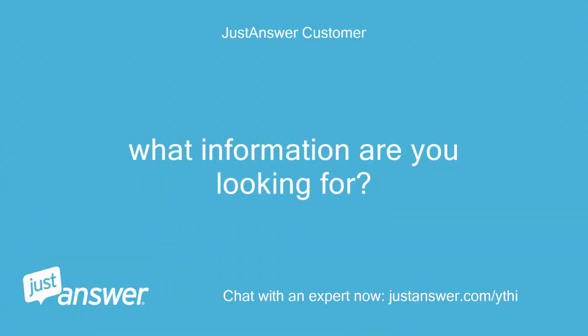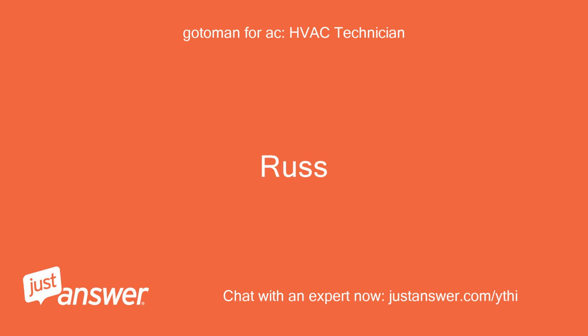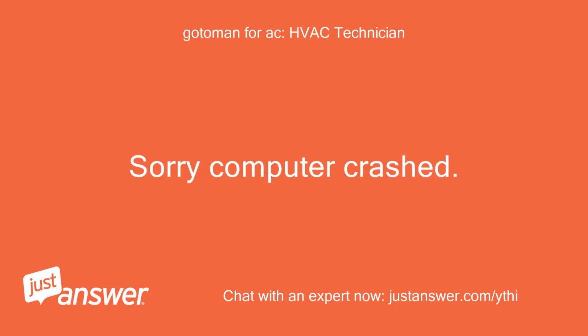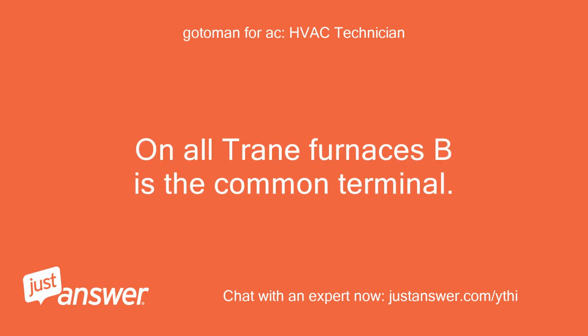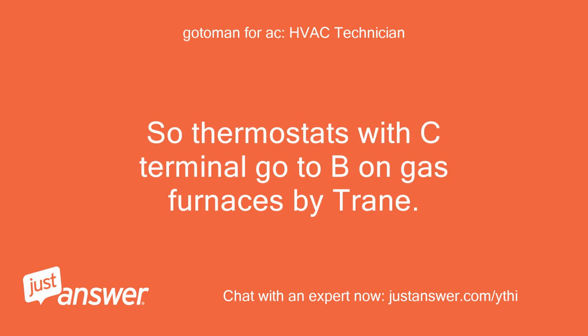What information are you looking for? V is C on all Trane HVAC units. Sorry, computer crashed. On all Trane furnaces, B is the common terminal. C on thermostats other than Trane is common. So thermostats with a C terminal go to B on gas furnaces by Trane.